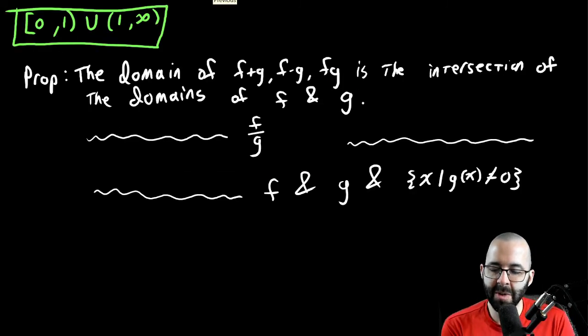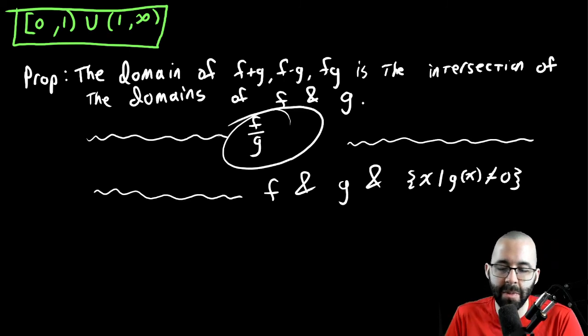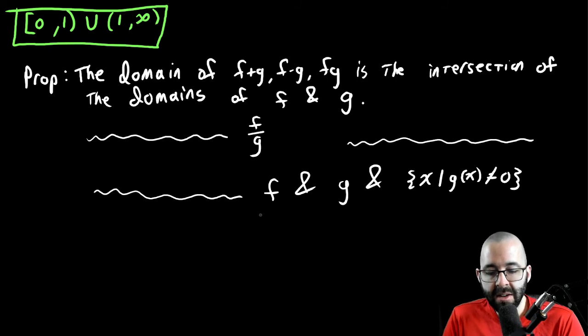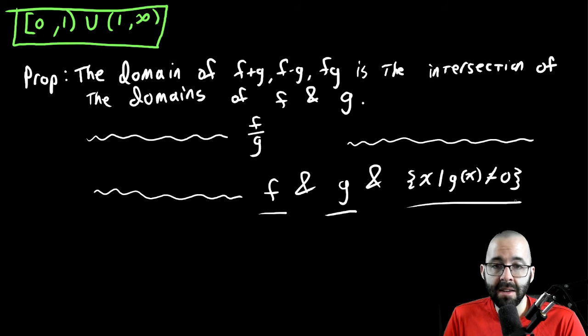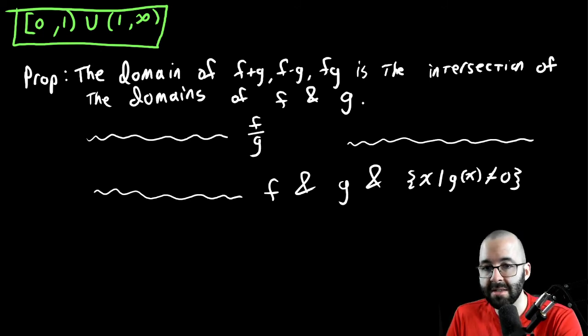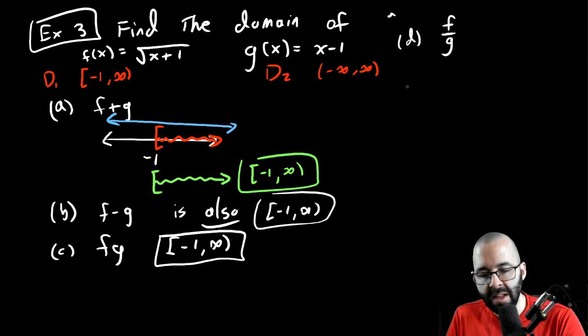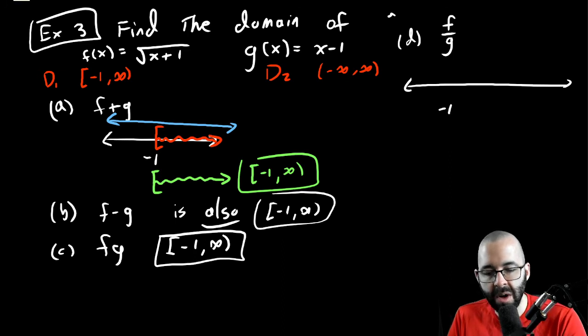Unfortunately, you might know where this is going. I'm now going to ask you for this domain. So the domain of f divided by g is the intersection of the domain of f, the domain of g, and the set of all x such that g is not 0. Well, let's do that next. This new function f divided by g is going to be the intersection of three sets. First one is what we're calling d1, the domain of f.